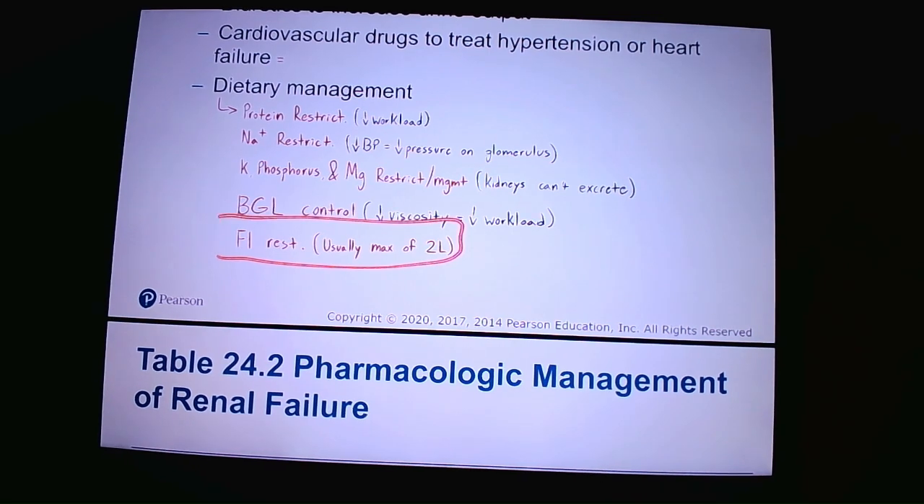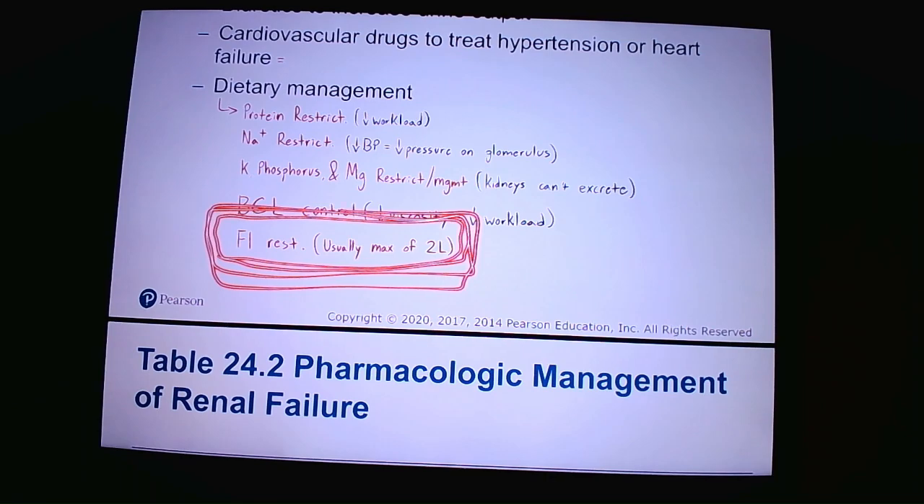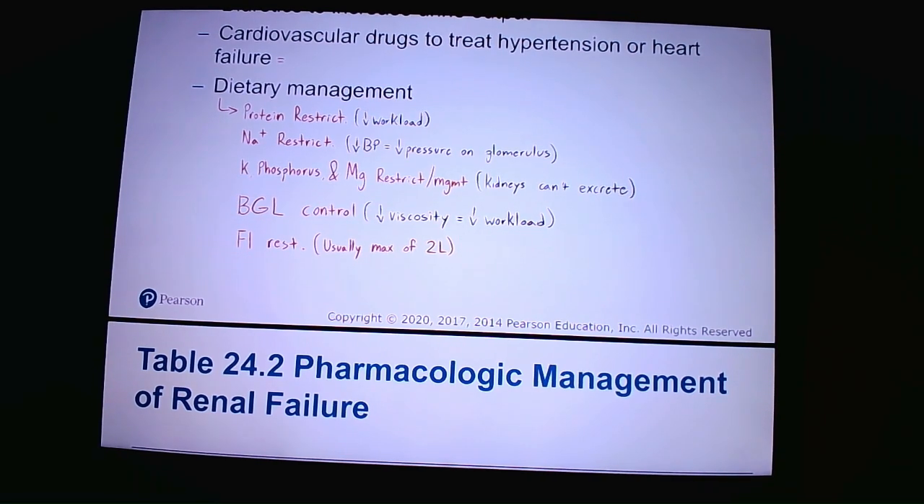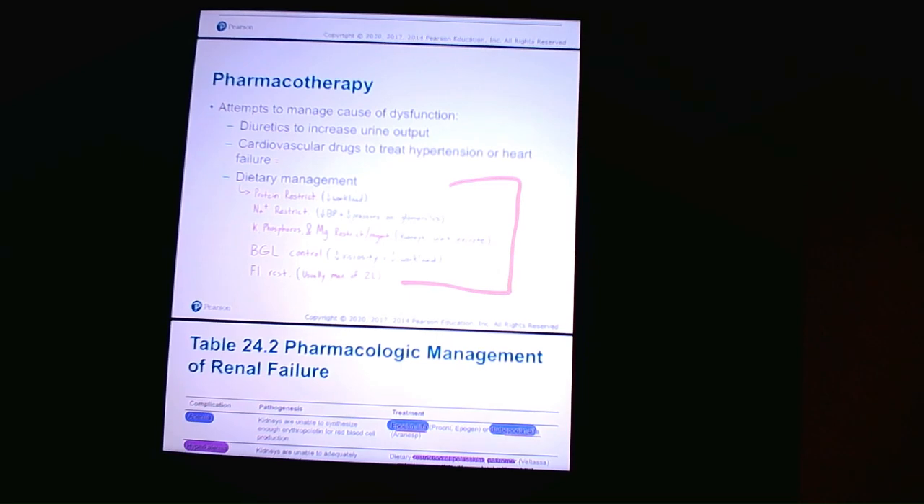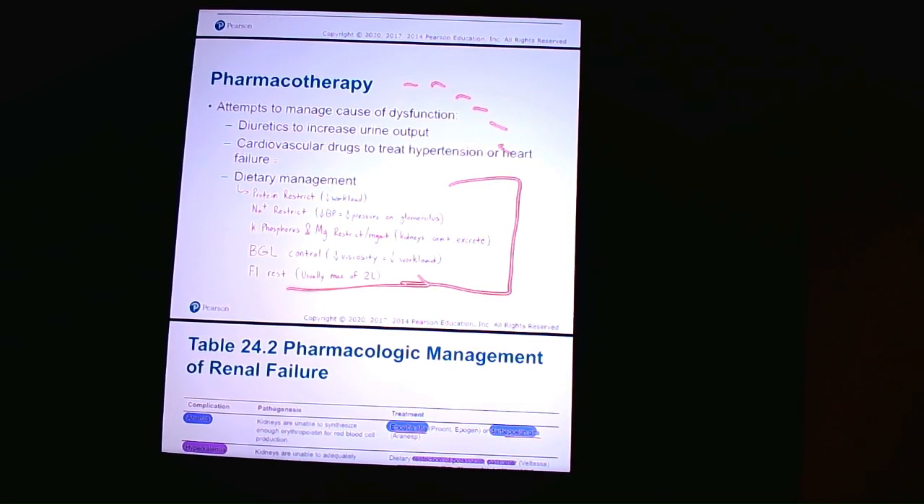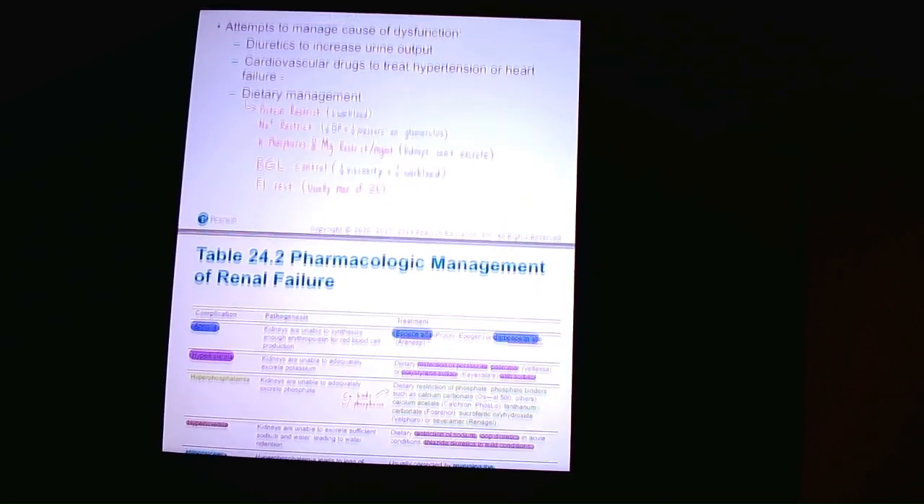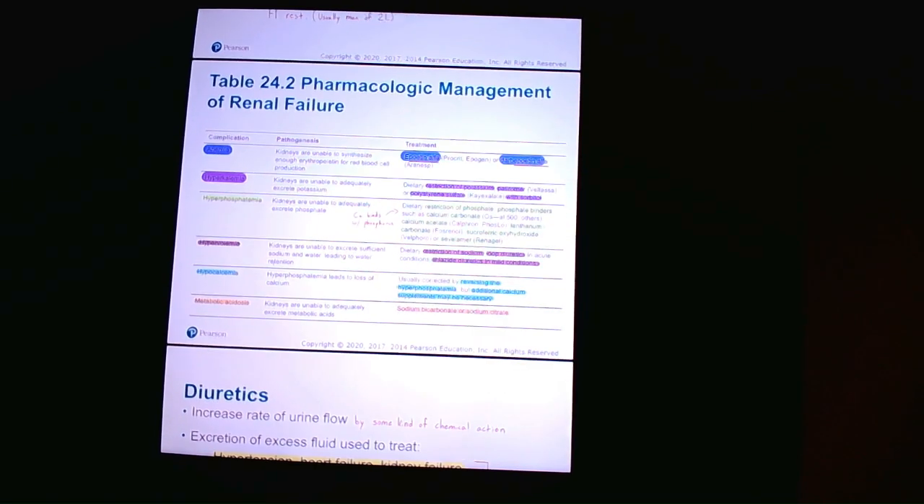Fluid restriction as well. If the patient isn't really making that much urine, would you want them to be taking 2, 3, 4 liters of water if they're not making urine? What's the only way they could really get water out in abundance rather than sweating or breathing? Urine production. So if they can't produce urine, they should be on fluid restriction. And I&Os need to be monitored strictly for this type of stuff, because you don't want the patient to gain weight, and then eventually now you're having an electrolyte imbalance of some sort, right?